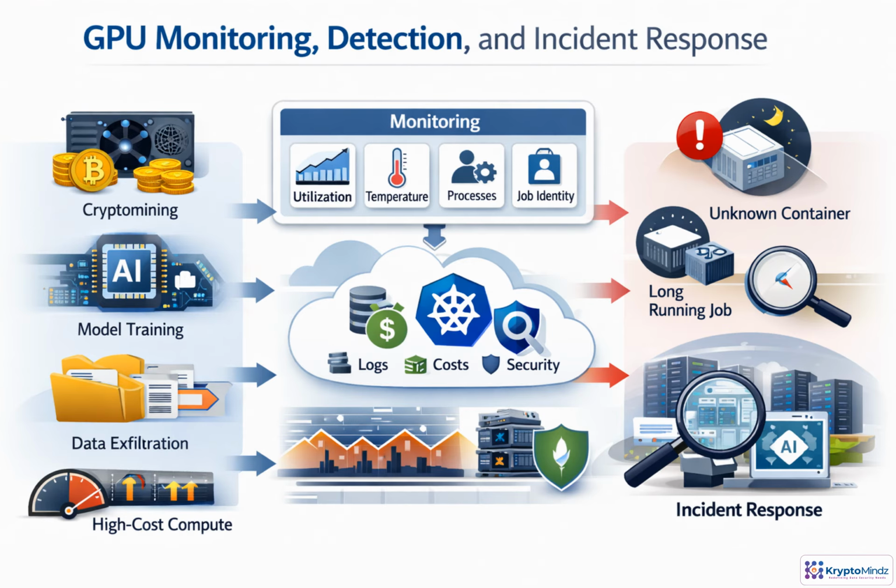GPU abuse is often visible before it becomes a breach or a surprise bill. Monitor utilization, memory, temperature, processes, job identity, and ownership together, not in isolation. Correlate spikes with Kubernetes audit logs, cloud cost data, image provenance, and identity events. After-hours usage, unknown containers, long-running jobs, or unapproved images should trigger investigation. Your incident response plan should also cover GPU nodes, AI jobs, logs, artifacts, and owner attribution.